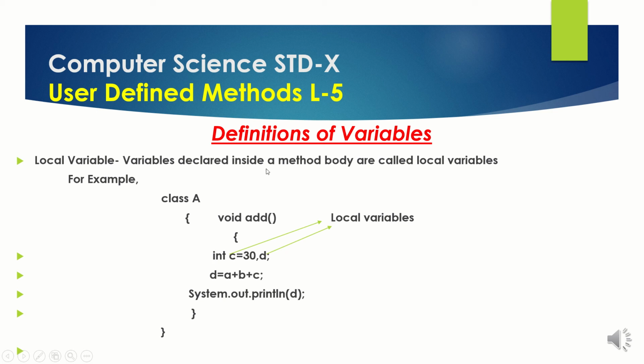So variables declared inside a method body are called local variables. They belong to this method scope, from the starting bracket of the method to the ending bracket of the method. This is the method scope of the add method, we can say.